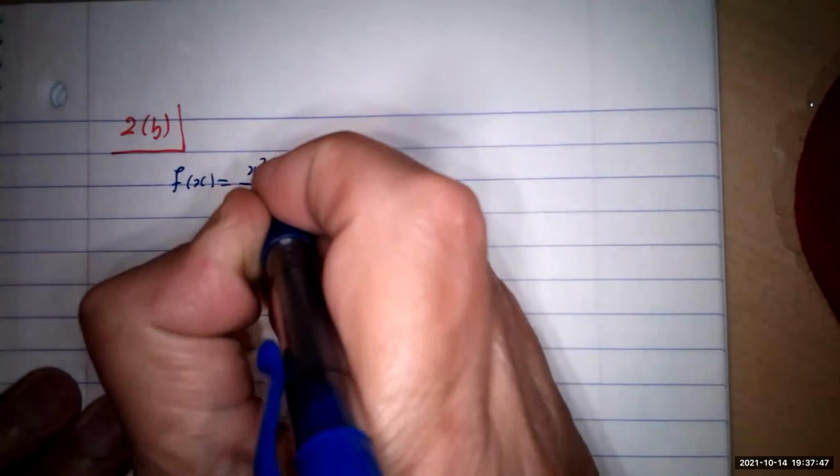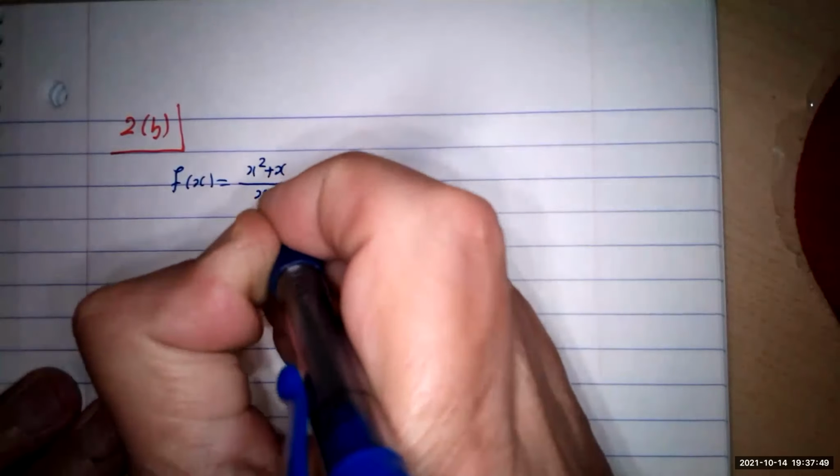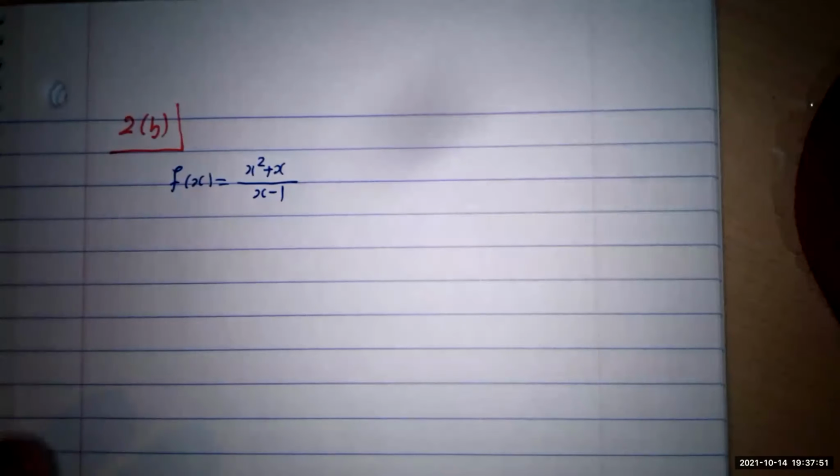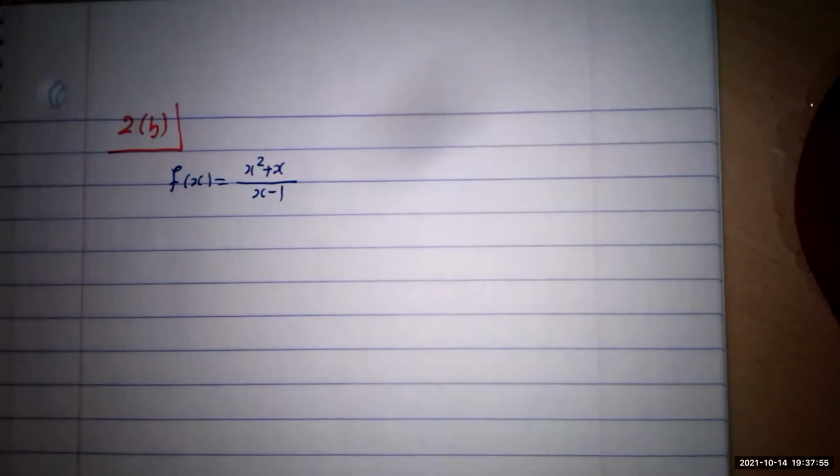So let's see what's going to be 2b. 2b is a rational function, f of x equal to, the top is x squared plus x, the bottom one is x minus 1. Okay, we give you something that you have to apply the quotient rule to differentiate it.